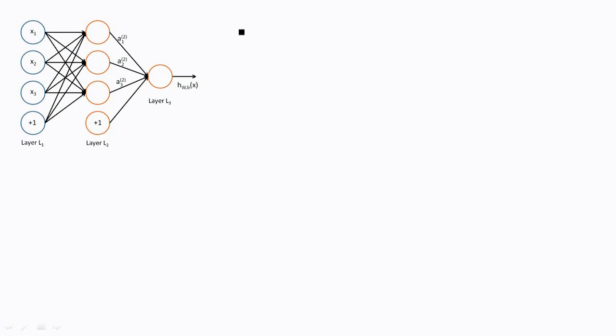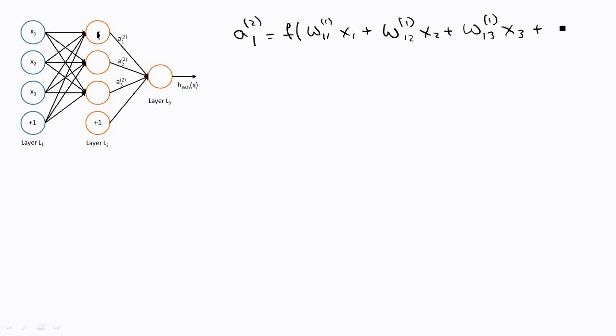So let's see, a superscript 2 subscript 1, that's the activation or the output of this first neuron up here, right? This is hidden neuron 1. And that is going to be equal to f of w11 x1 and so on. Let's just write this down. So the output value of this first hidden unit is going to be my activation function f applied to an affine or linear function of the input x, right?